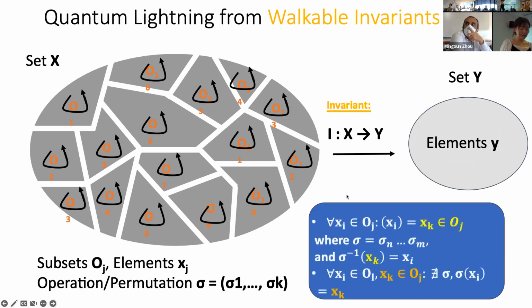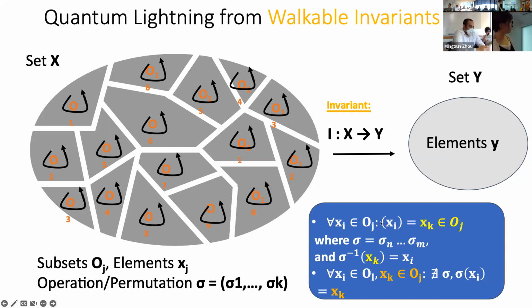And the other property we want is that there is some sort of operation, or we can say permutation. It could be a group of permutations that you can compose to act on the elements inside O. And it has this property that once you have a sequence of permutations sigma, you apply it to an element inside a subset O.